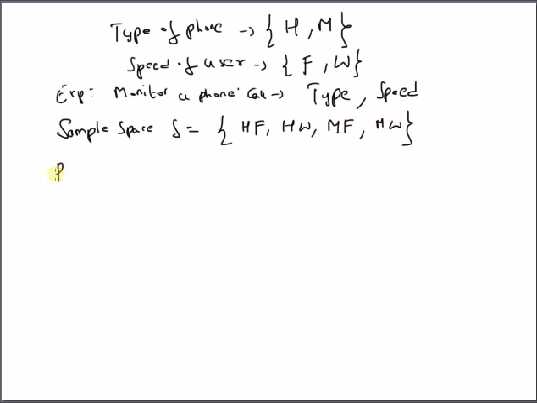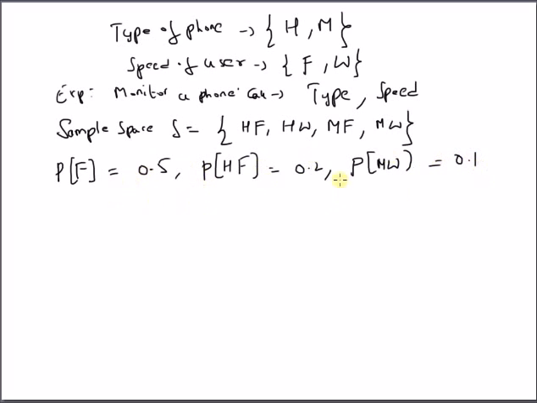So we are given the probabilities. The probability that the user is fast is equal to 0.5. Probability that the user is using a cell phone and is fast, that is HF, is equal to 0.2, and probability of MW, that is a mobile phone and also a slow user, is equal to 0.1. So we are given this information. Our goal is to find different probabilities.